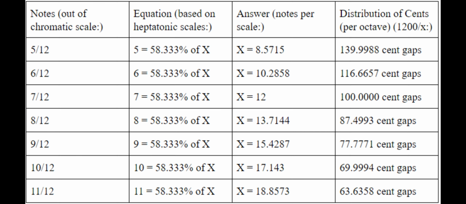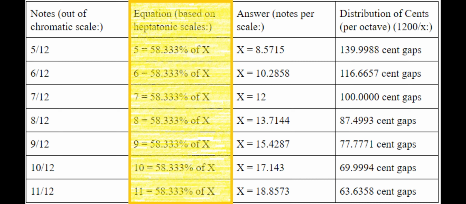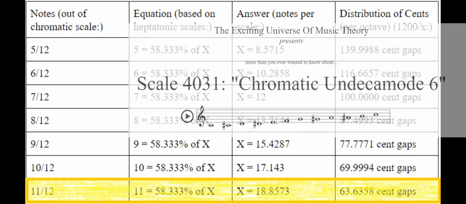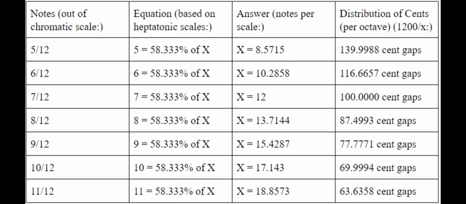I know that heptatonic scales use 7 out of 12 notes, which is 58.333%. I use that as a constant for scales consisting of 5, 6, 7, 8, 9, 10, and 11 notes on this chart. For the pentatonic scale, just as 7 is 58.333% of 12, 5 is 58.333% of 8.5715.